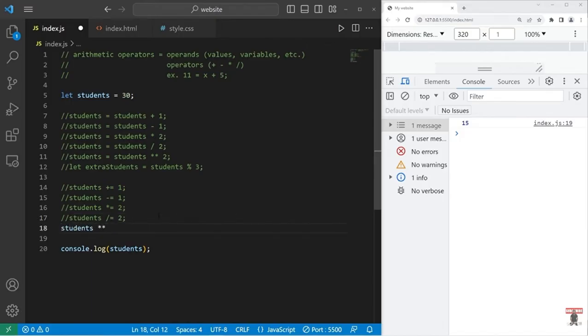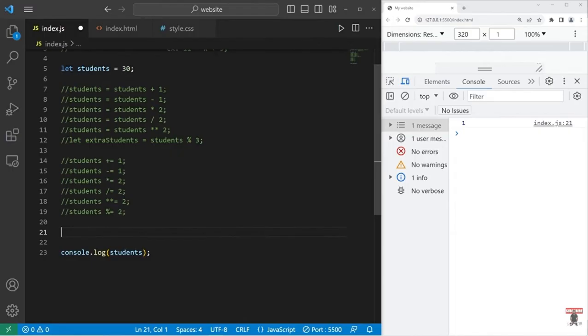Let's do the same thing with subtraction. Students minus equals 1. We now have 29 students. Multiplication. Students times equals 2. That would give us 60 students. Students divided by equals 2. We have 15 students. Alright. Then exponents. Students to the power of equals 2. 900 students. Then modulus. Students modulus equals 2. We have no remaining students. 30 divides by 2 evenly.